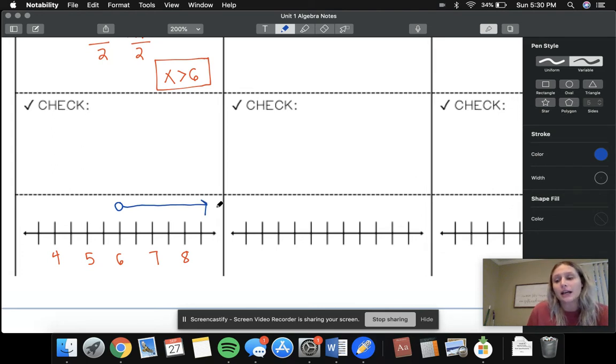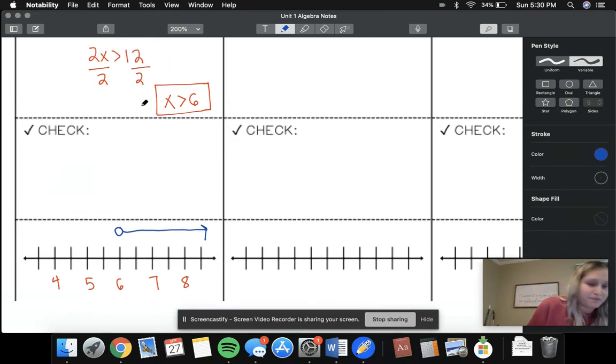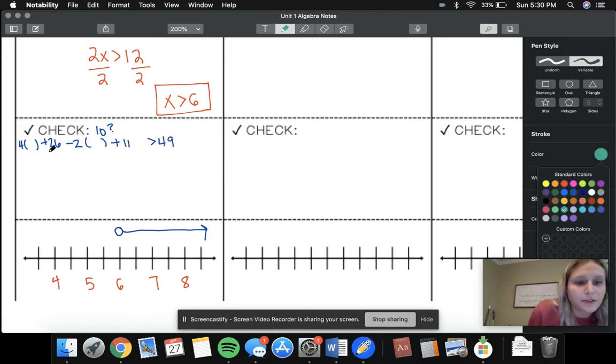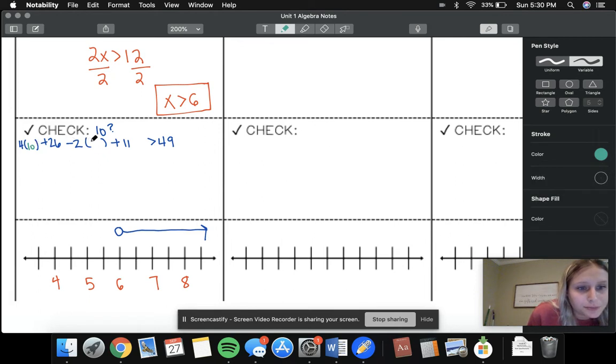Okay. So for a check, what you guys need to do is just come up with a number that is greater than 6. So you could pick 7, you could pick 12, you could pick 6.1. All of those numbers are greater than 6. They are not actually equal to 6 though. So let's try 10. I like 10, I like 0, I like those easier numbers. So we will go back to the original problem. So 4x plus 26 minus 2x plus 11. And we want to check to see, is that value greater than 49? So we are going to see if 10 makes that true.